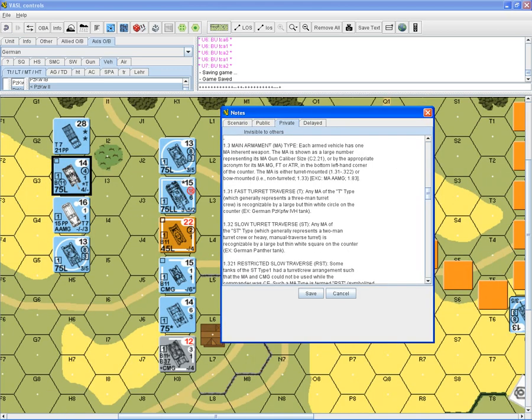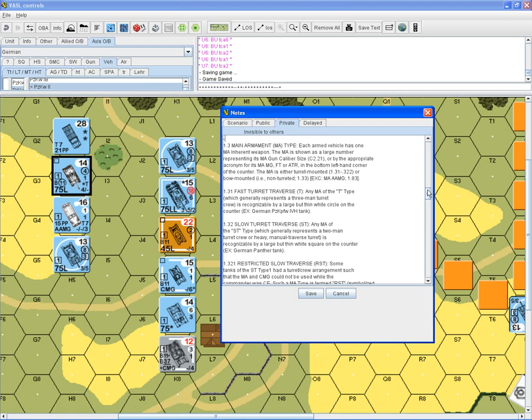Next thing we're going to talk about is the main armament for that vehicle, which is section 1.3. Each armed vehicle has one main armament inherent weapon, or MA, and this number is shown as a large number in the bottom left hand corner of the counter, so represented down here.